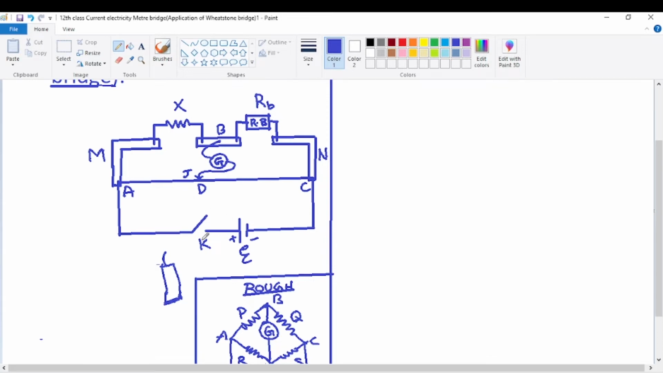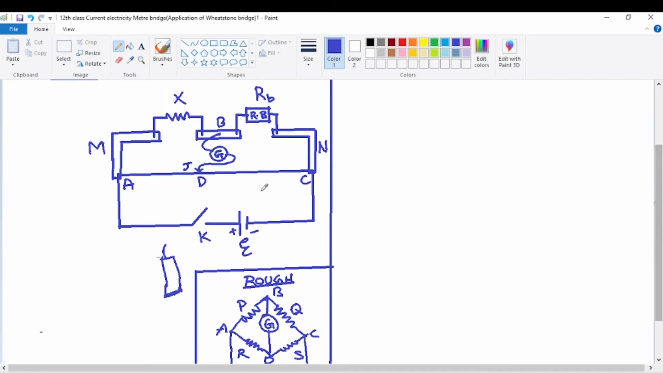So now a plug key K and a battery of EMF E are connected in series between the ends A and C of the bridge wire. Now this forms an exact Wheatstone bridge. How does this form an exact Wheatstone bridge? This can be understood clearly like this.